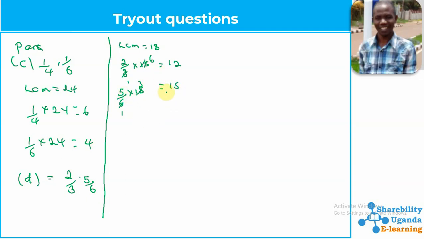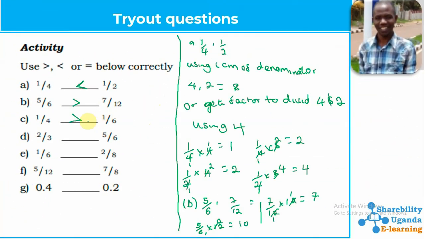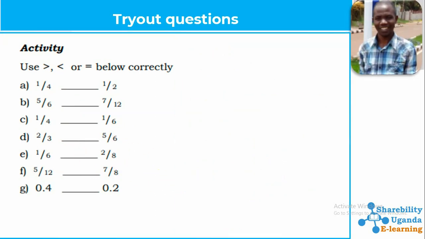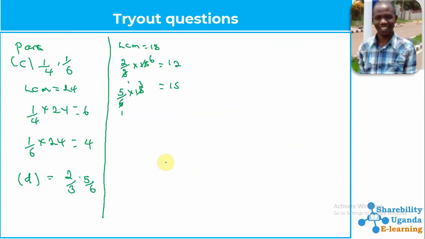So this simply means our 5 out of 6 is greater than 2 out of 3. So this one is going to be greater. That's how we write our symbol for greater than. Let's also solve out this and see how we get our answer. So let's also solve out our part E.